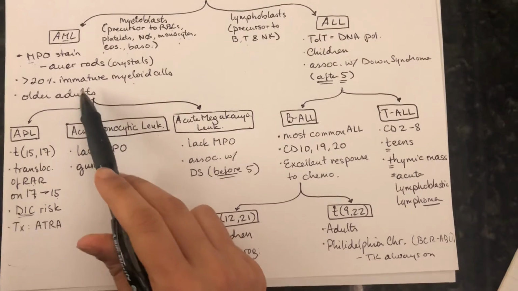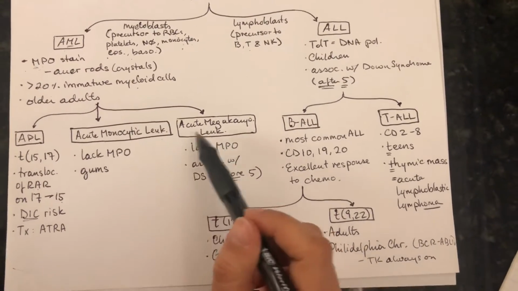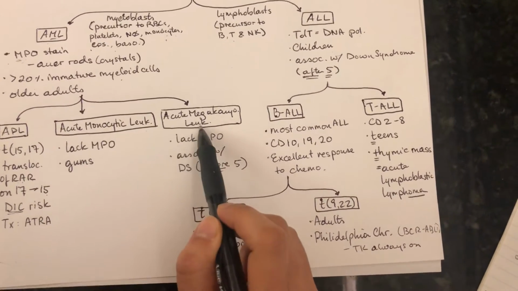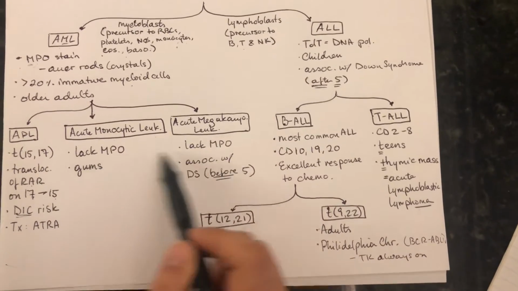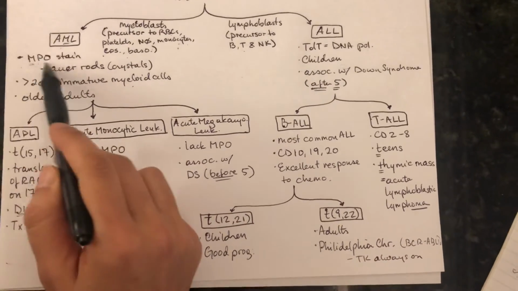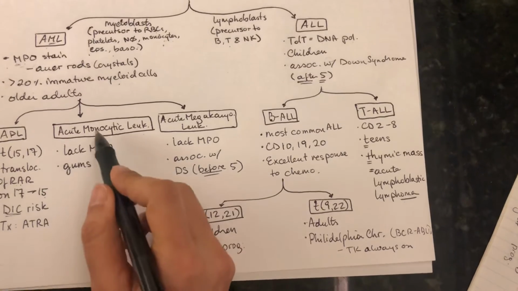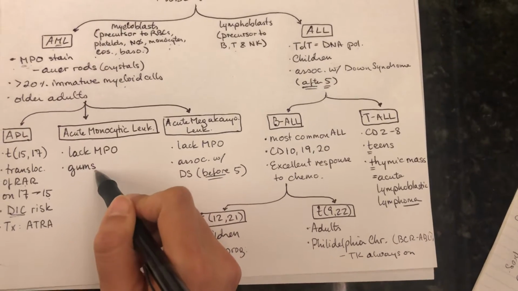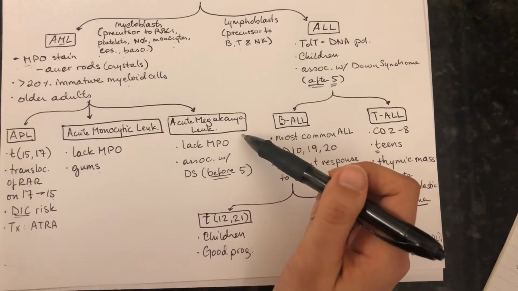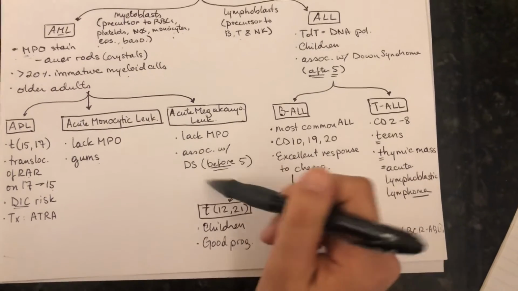The second AML is acute monocytic leukemia. Actually, I should note these next two. The acute monocytic and the acute megakaryocytic leukemias both lack MPO. AMLs typically stain positive for MPO. These guys don't have MPO. Okay, and then the monocytic usually infiltrates the gums. That's what's unique about that one. And the megakaryocytic is associated with Down syndrome, and it's diagnosed before the age of 5.